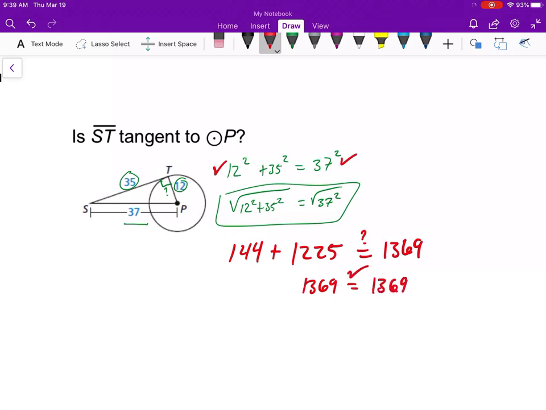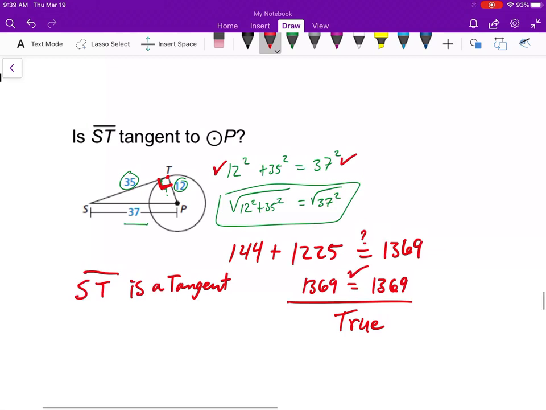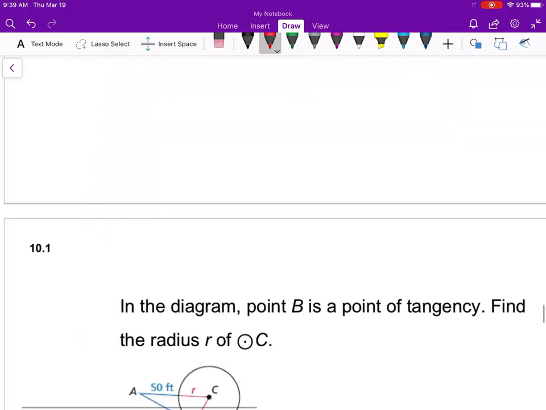So we can conclude now, since this is true, that the angle at T is 90 degrees. Therefore, S to T is a tangent. Okay, because S to T touches the circle at T and creates a 90 degree angle with the radius P to T. Okay. All right.